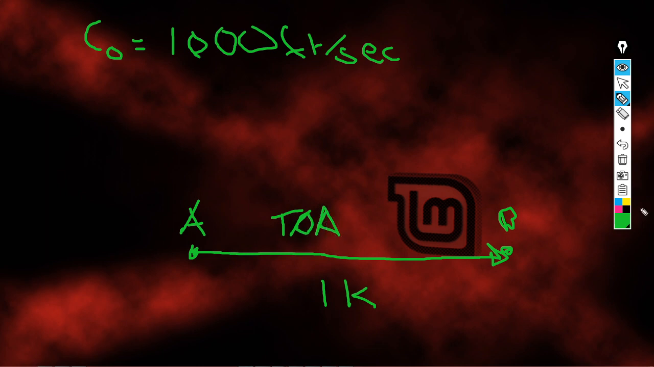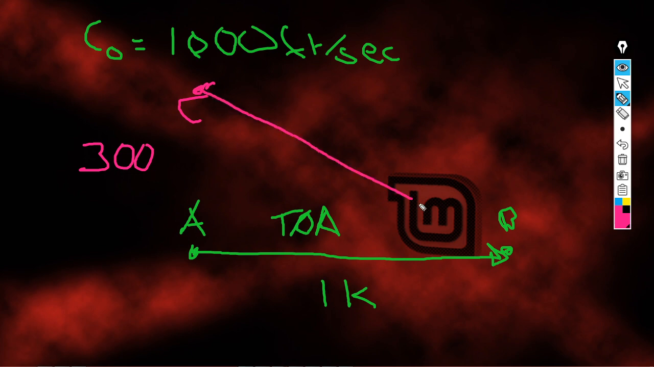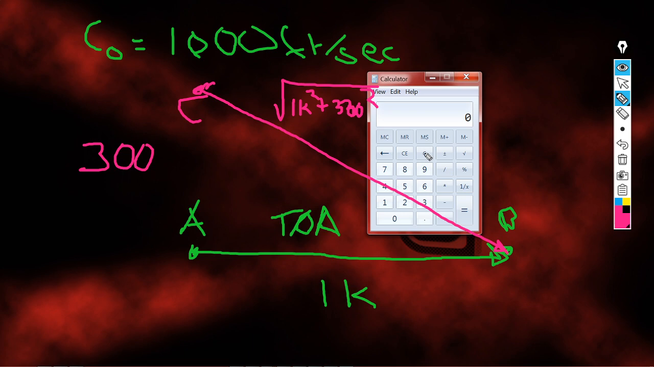Now, if I've got a shooter straight up above point A, and we'll put this again as point C, 300 feet above point A, then the sound propagates from point C to point B, and that path is longer than 1,000 feet. In fact, we can calculate it as the square root of 1K squared plus 300 squared.